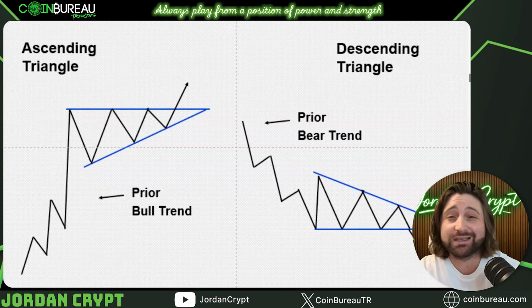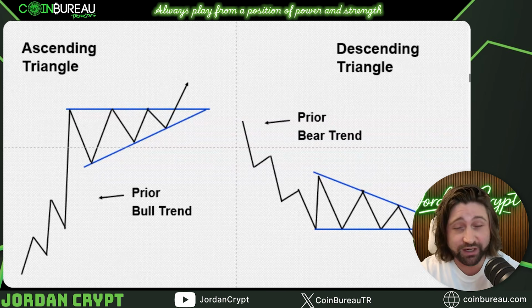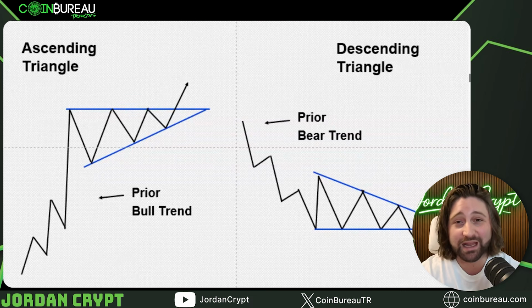When learning about triangles, it's easy to confuse the symmetrical triangle for the ascending or descending triangle, but the ascending and descending triangles are characterized by a horizontal line on one of their pattern borders. An ascending triangle features this line at the top resistance, and a descending triangle has the flat line as support at the bottom of the pattern.